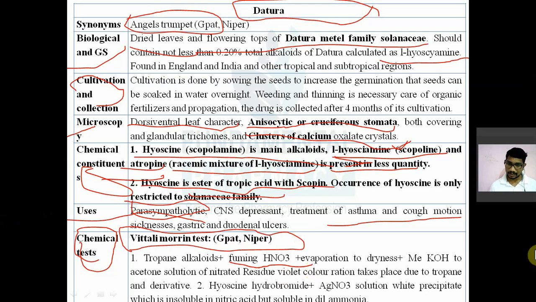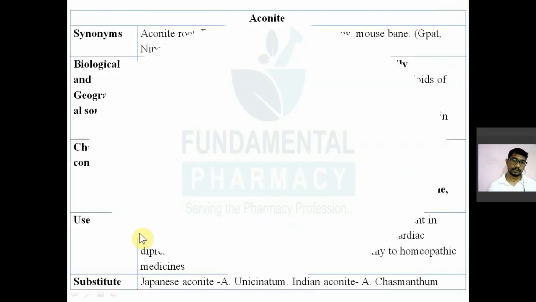Then add methanolic potassium hydroxide and acetone. Then this residue will turn into violet color. Coloration takes place due to tropane alkaloids and tropane derivatives. This is known as the Vitali-Morin test. This is an important test. Then another test is there, hyoscine hydrobromide plus silver nitrate solution will give you white precipitate. ये important नहीं है लेकिन Vitali-Morin test is important. तो यहाँ पे याद रखो कि Vitali-Morin test is a diagnostic test, or an identification test for one type of alkaloids.